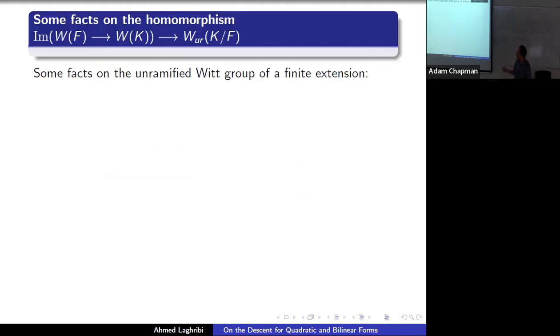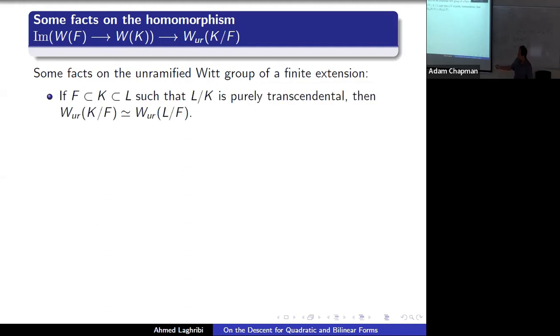Now, I will talk about this homomorphism. It's important. So we have the image and we can go to the unramified group. And I told you a few minutes ago that this homomorphism is not surjective in general. So I give you a few facts about the unramified Witt group. Suppose that you have your field F, K an extension of F, and L an extension of K such that L over K is purely transcendental. Then these two unramified Witt groups are isomorphic. We can prove this using the Milnor exact sequence. So working a little bit, we can prove this isomorphism.